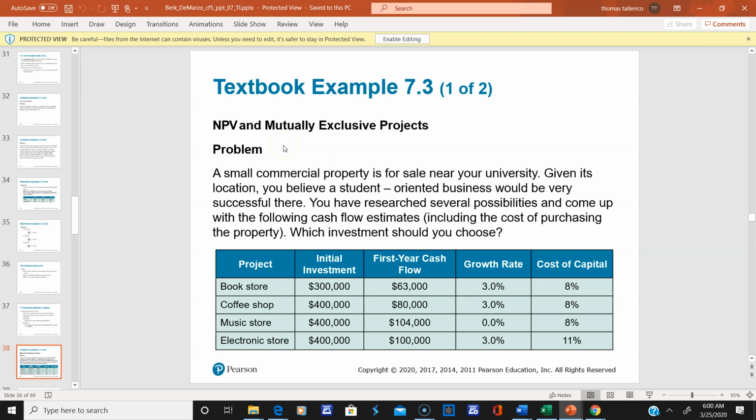Okay, so here are a couple of projects. A small commercial property is for sale, and because of the location, you believe a student-oriented business would be successful. And you have a bunch of possibilities. It's either going to be a bookstore, a coffee shop, a music store, or an electronics store. And the initial investments are shown here. And here's the cash flow, okay? The different cash flow for the first year. And here's the growth rate and the cost of capital. And the question is, which one is the smart one to do here?